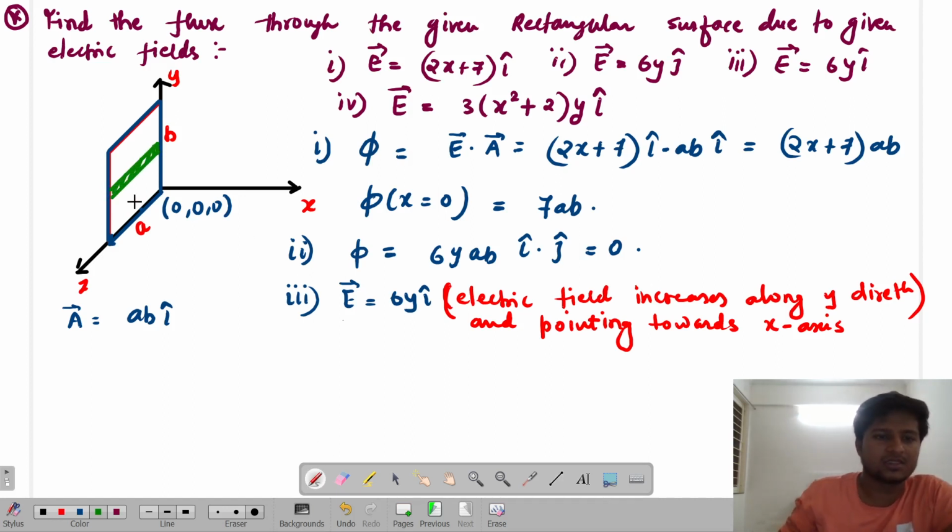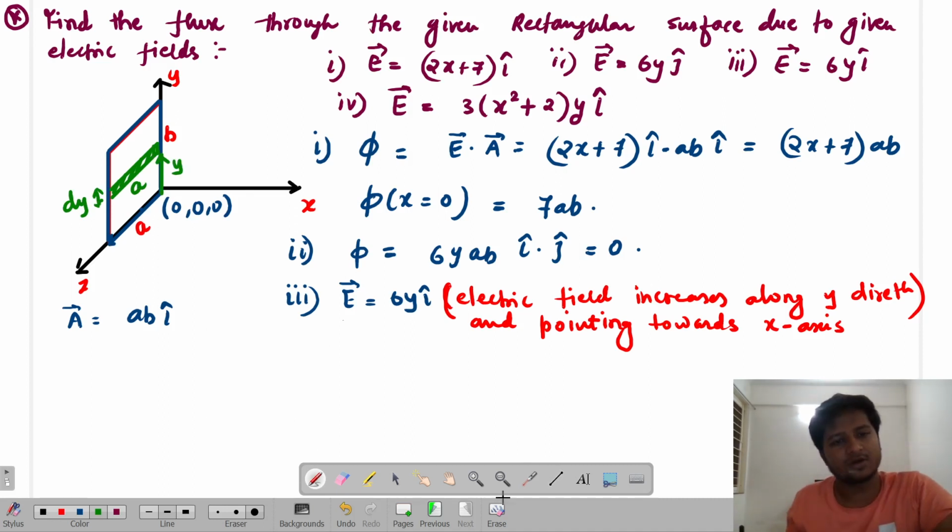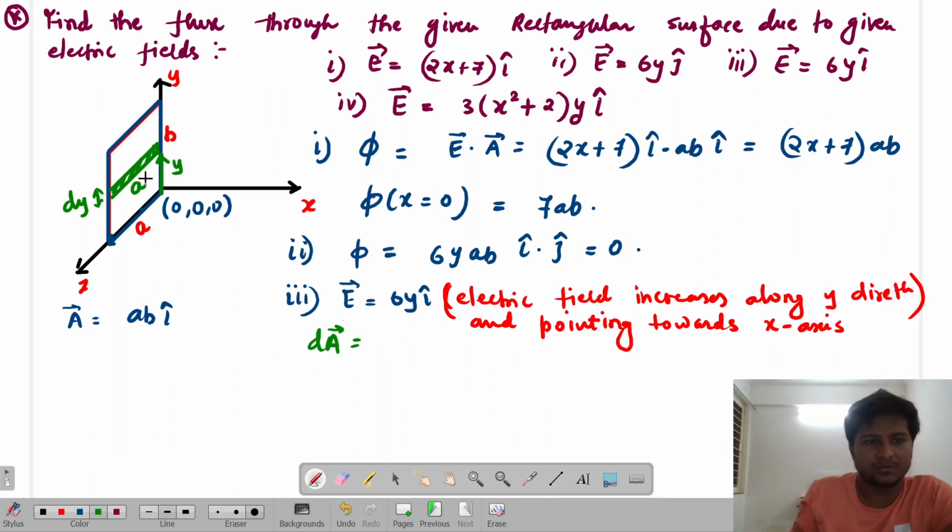This small element will have once again length a, but its height will be just a small height dy, because it is present along the x axis and it is present at a length y. Are you able to get me or not? So the area vector dA will be what? It is just breadth into height, a into dy, and the normal will be once again along the x axis, so a dy n cap, i cap.